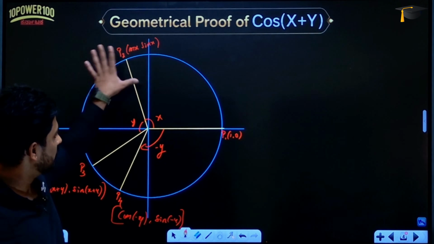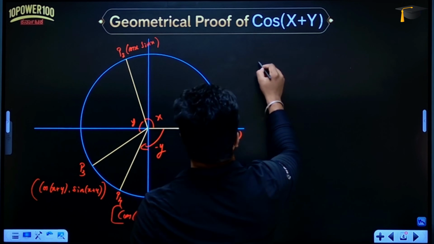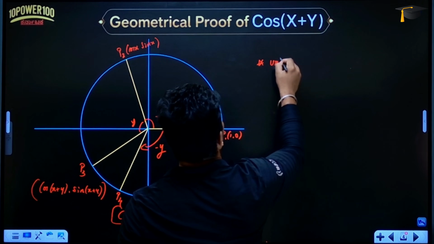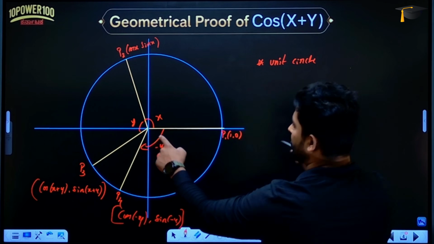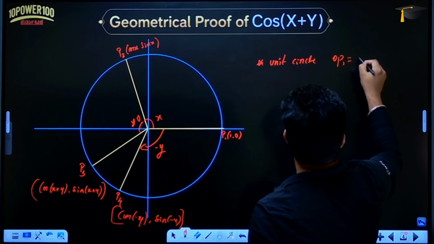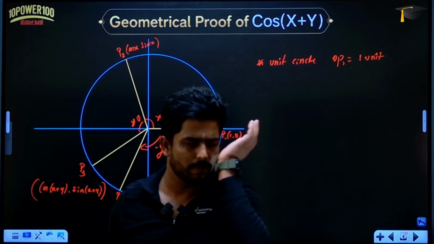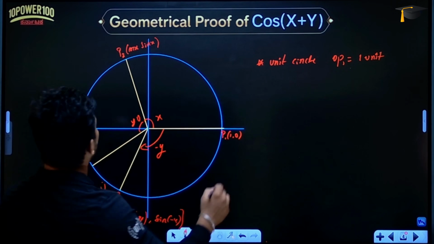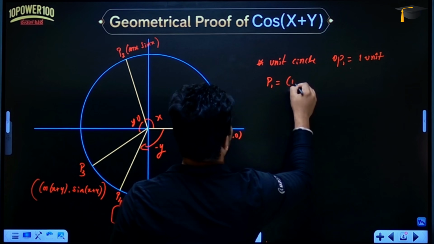After the construction, you just have to write a little bit about this. So what is that? Consider a unit circle. A unit circle means OP1 is equal to 1 unit, so write that. This unit can be anything, children. Okay, 1 unit. Now write the coordinates of the points. Point 1 is equal to 1 comma 0.